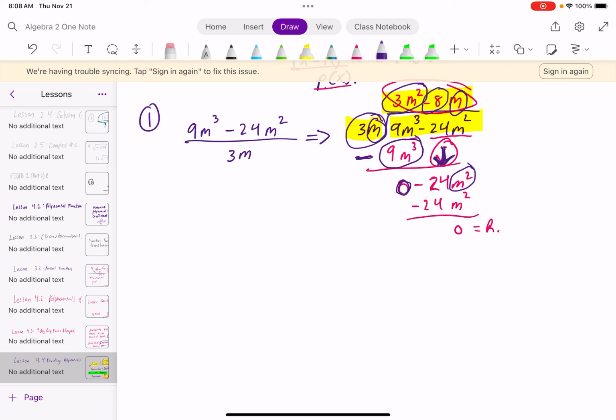So there I have it. I subtract, right? If I subtract this, then this is going to be positive. If you distribute the negative, negative, negative, positive. So this cancels, and your remainder is 0. All right, number 2.